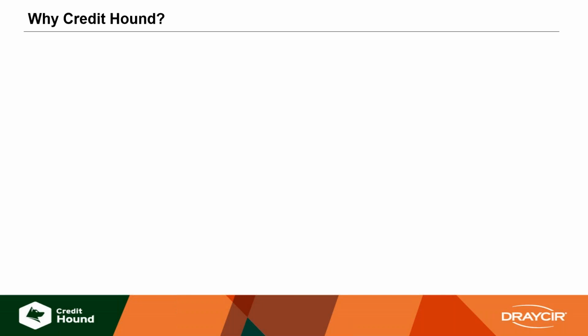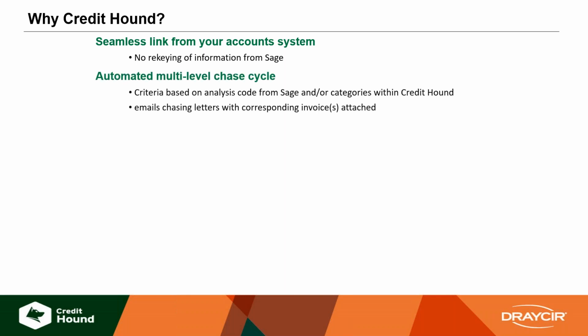So why use Credit Hound? Well, firstly, it links seamlessly to Sage 300, so you don't have to duplicate or rekey any information. We've got an automated multi-level chase cycle. So this pulls through straight from Sage based on your analysis codes and categories already set up. And it allows you to email chase letters with the corresponding invoices attached.